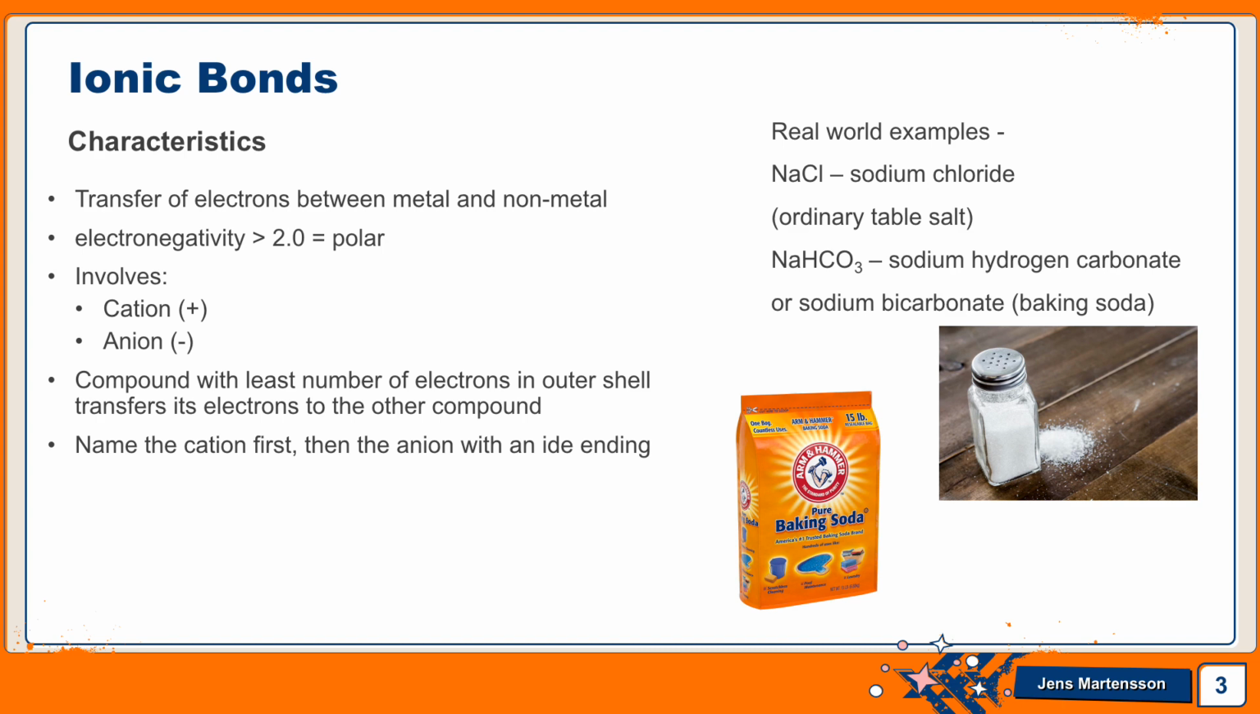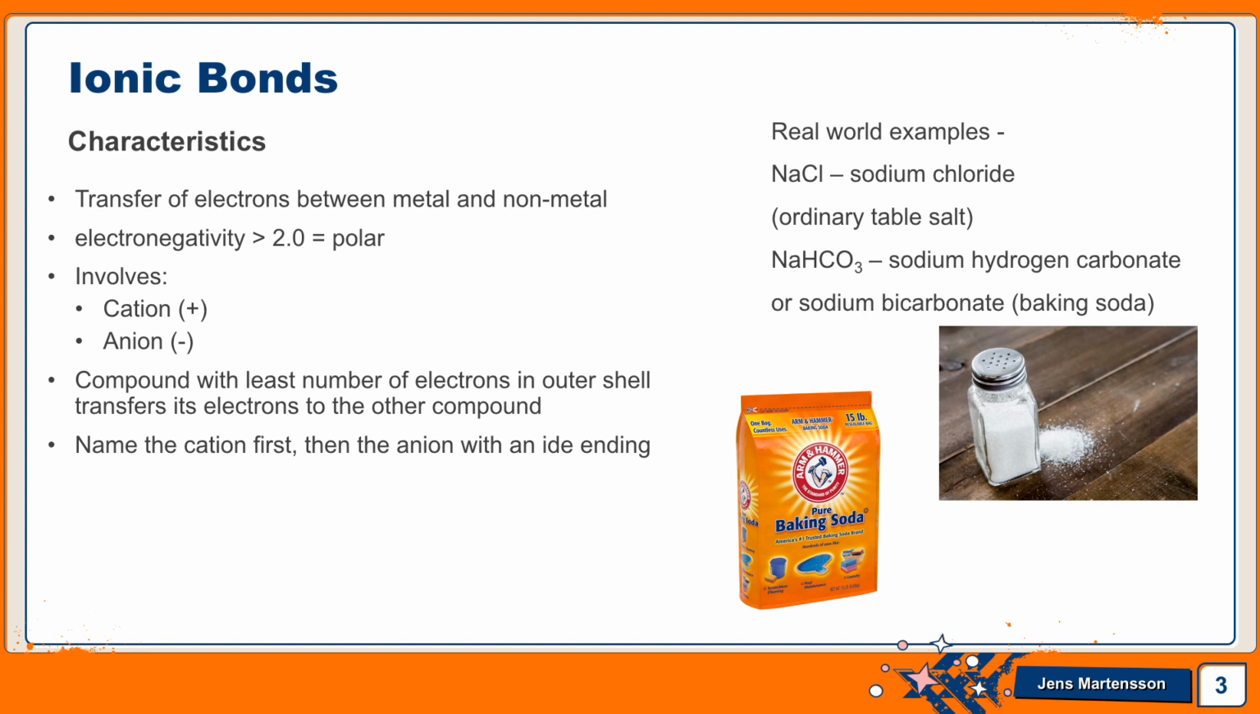A cation is a metal that loses an electron, which creates a positively charged cation, and an anion is a nonmetal that gains an electron, which creates a negatively charged anion. So the compound with the least amount of electrons in its outer shell transfers its electrons to the other compound to create a full outer shell. When naming ionic compounds, we start with the cation first, then the anion, and add an IDE ending.